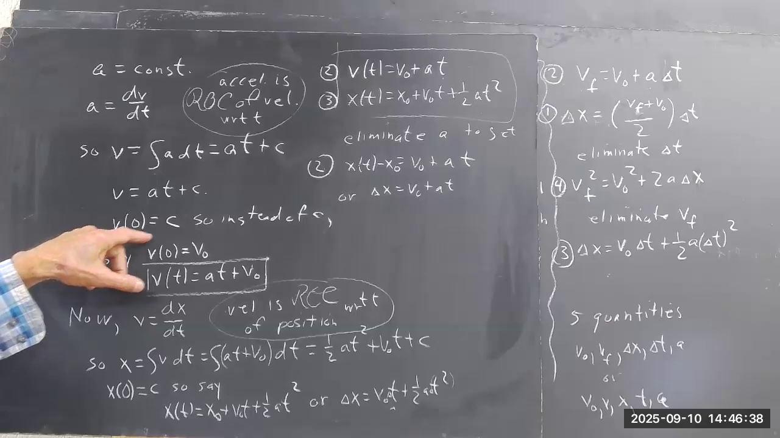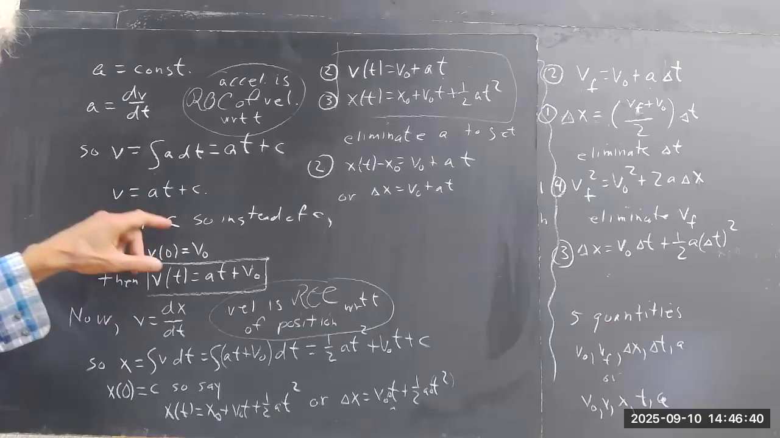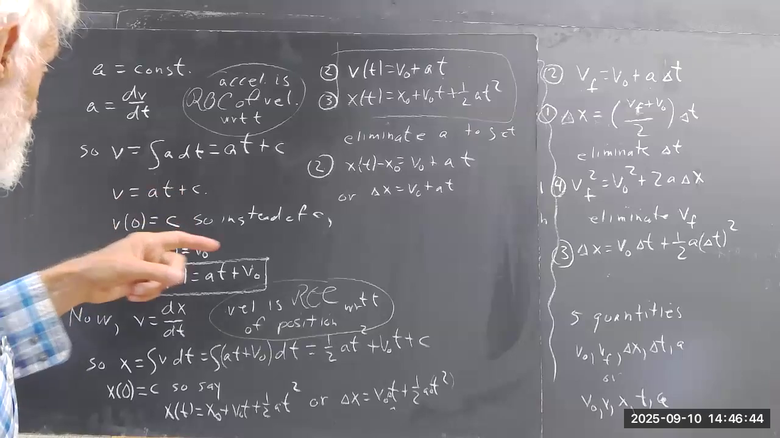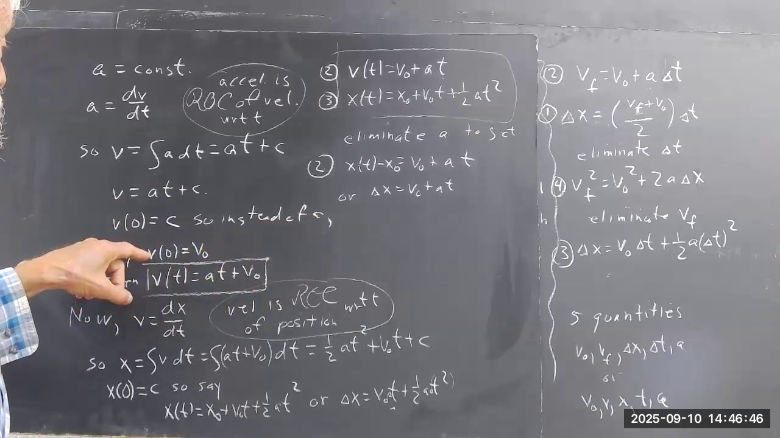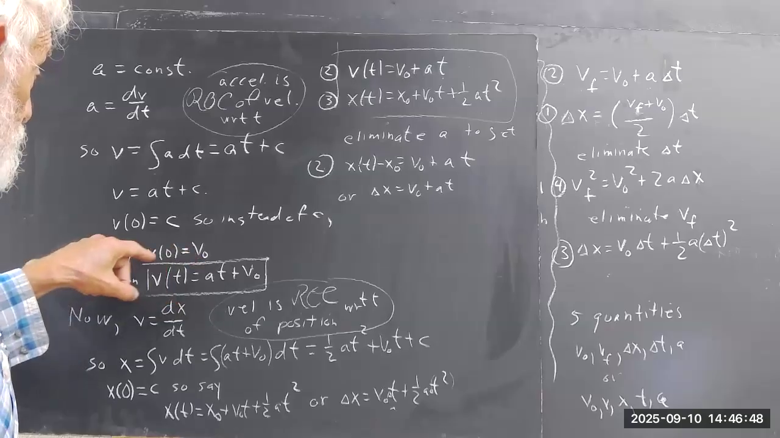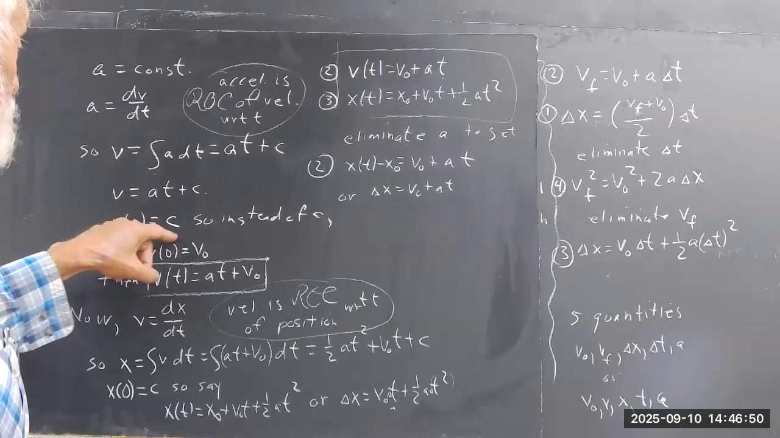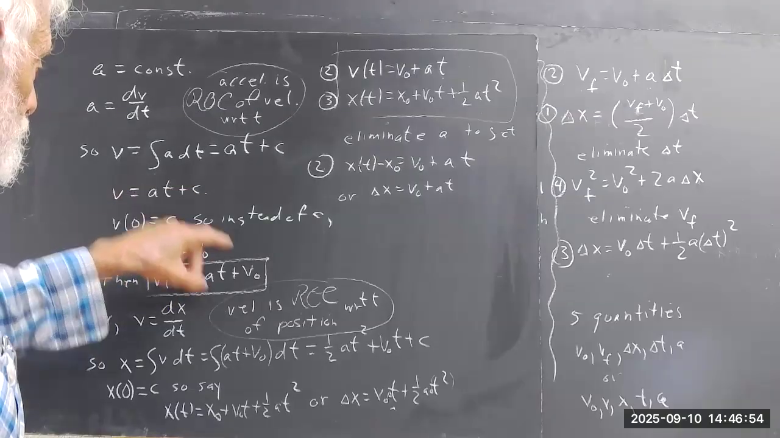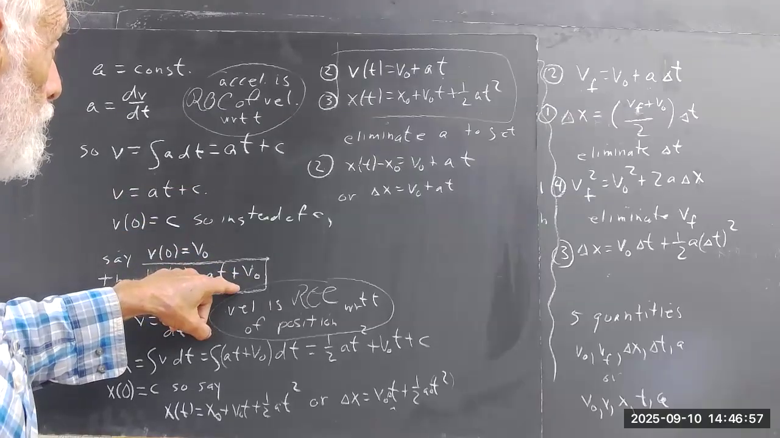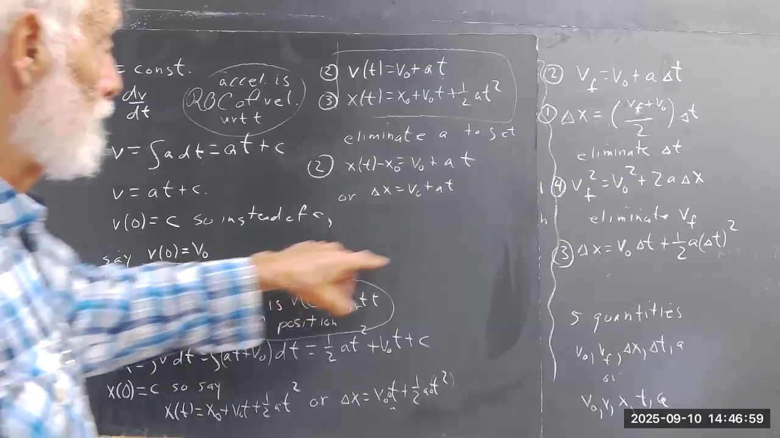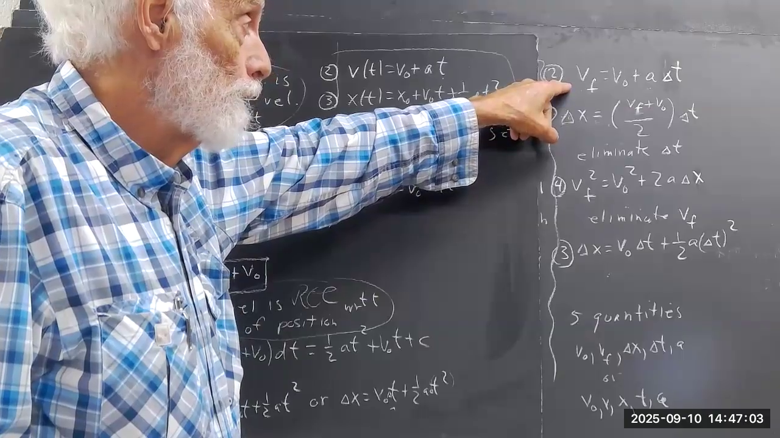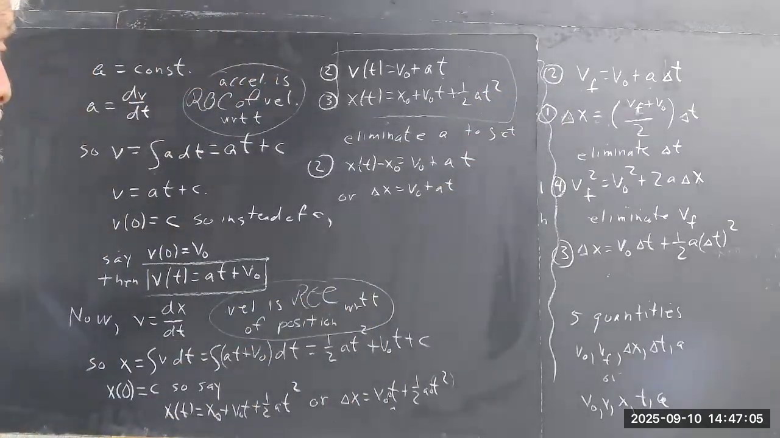V of 0 is C, the integration constant. So instead of C, let's use V naught, which stands for V of 0. C is equal to V of 0, V naught is equal to V of 0, then C becomes V of 0. And here's our equation. And notice that this maps very nicely onto equation 2 that we got from the trapezoid.